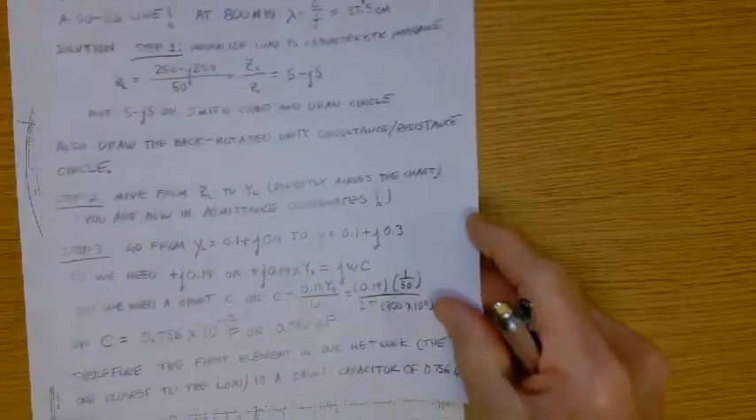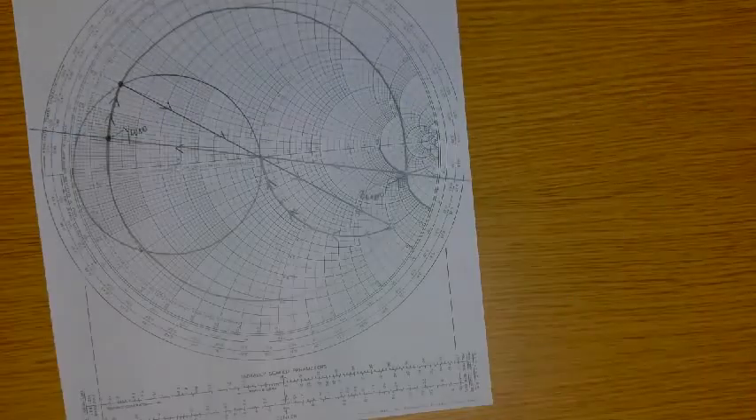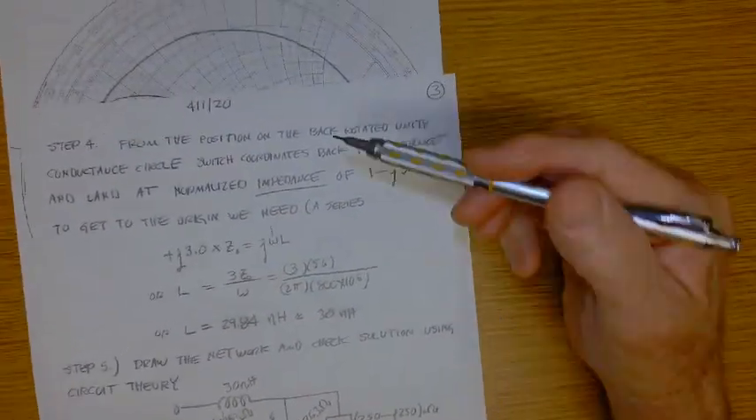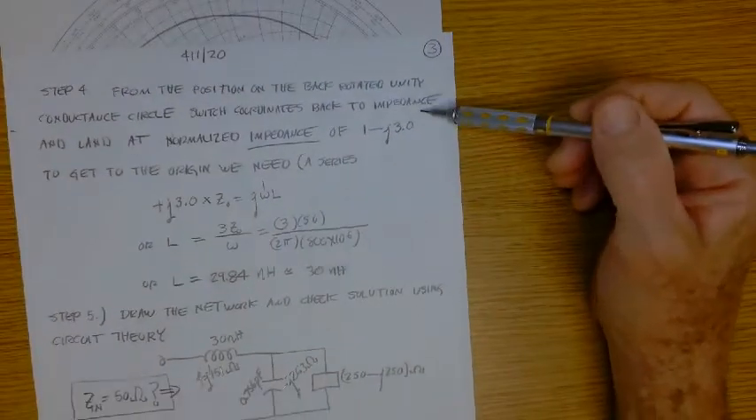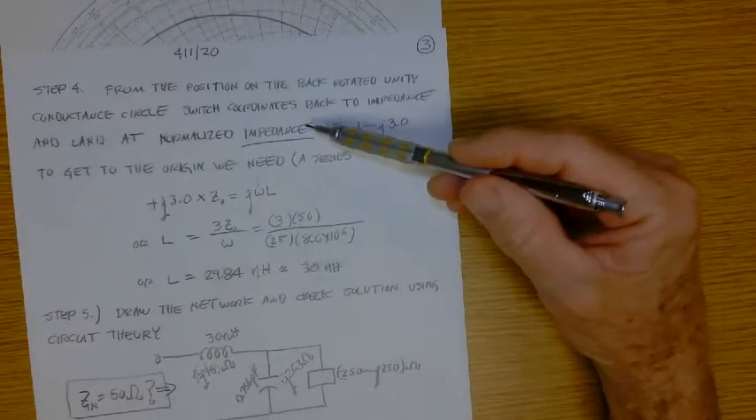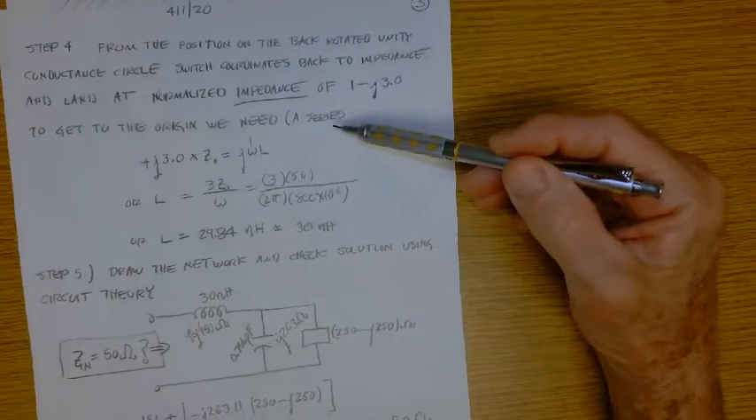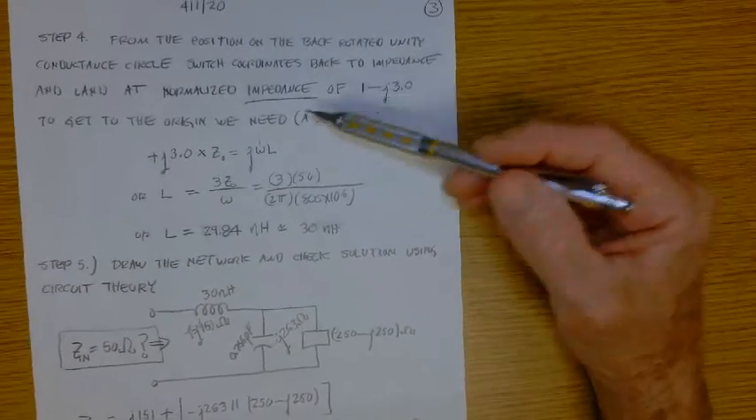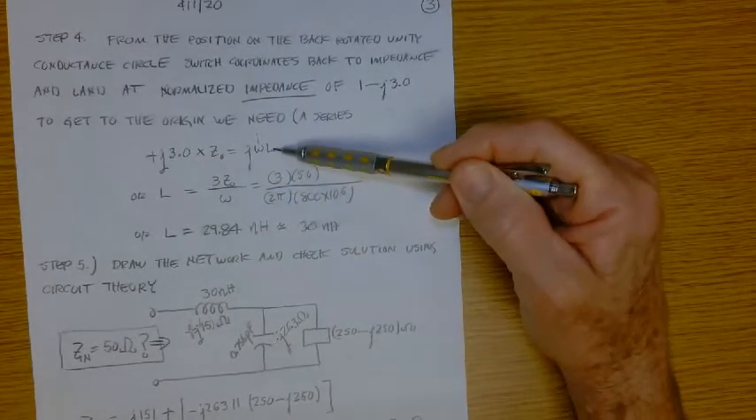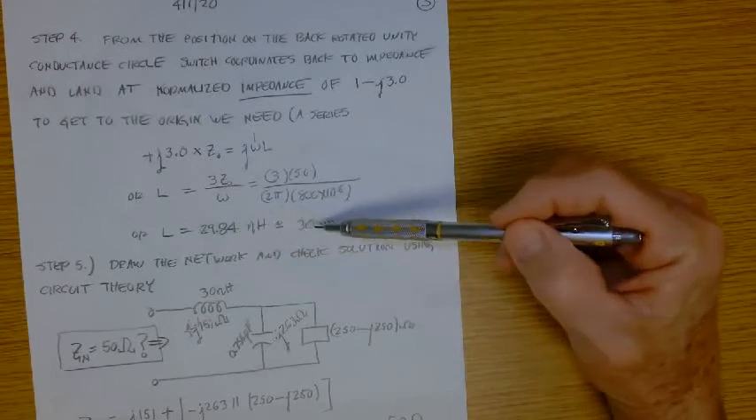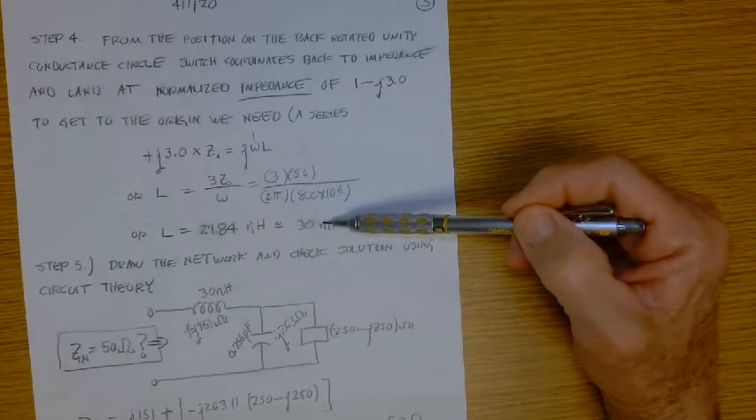Okay, this is summarized over here, right? On page 3 in the verbiage. From the position on the back rotated unity conductance circle, switch coordinates to the impedance and land on a normalized impedance of 1 minus j3, right? To get to the origin, we need a series j3.0 times Z naught, which is j omega L. Solve for L. That's about 30 nanohenries, right? At 800 megahertz, it's going to require about 30 nanohenries.